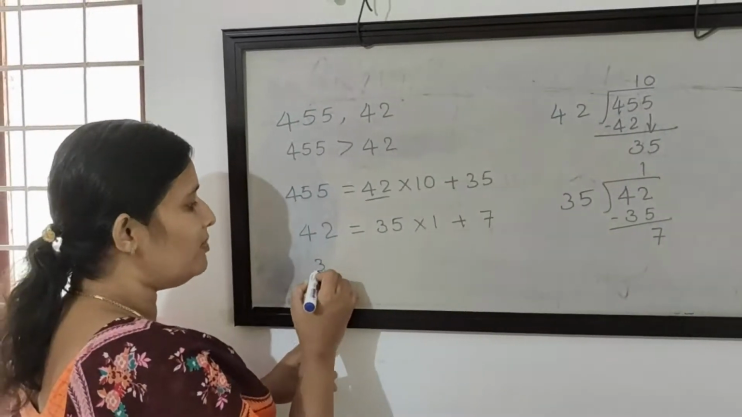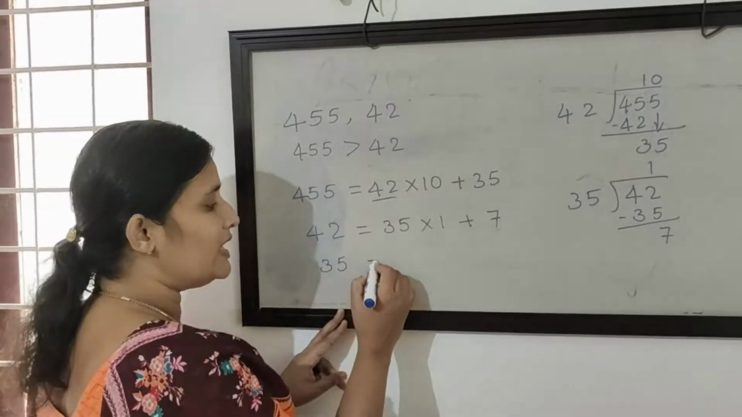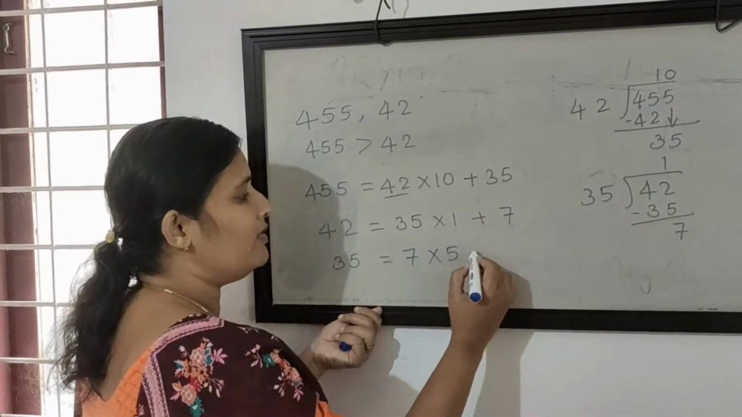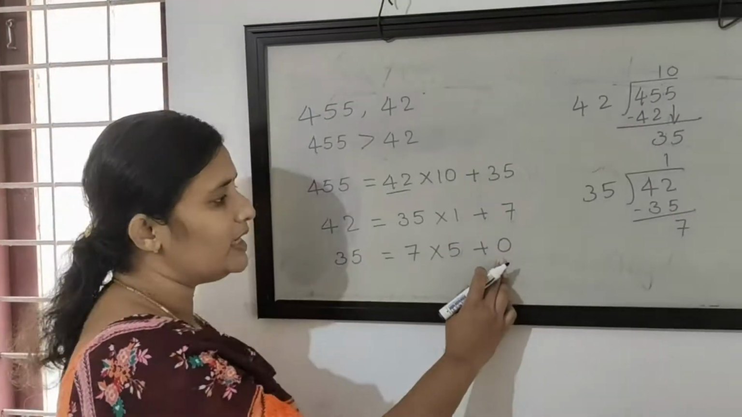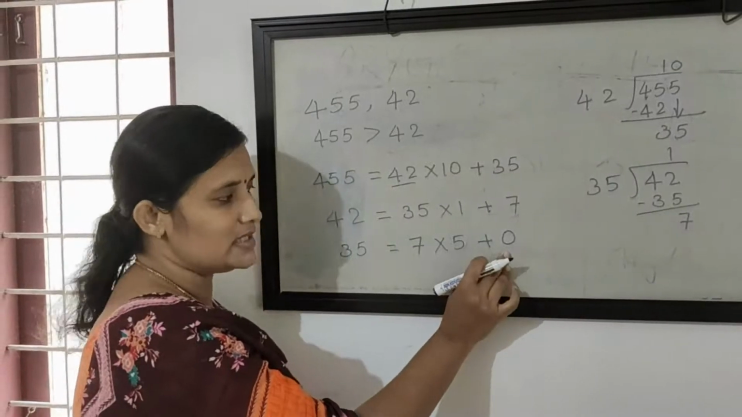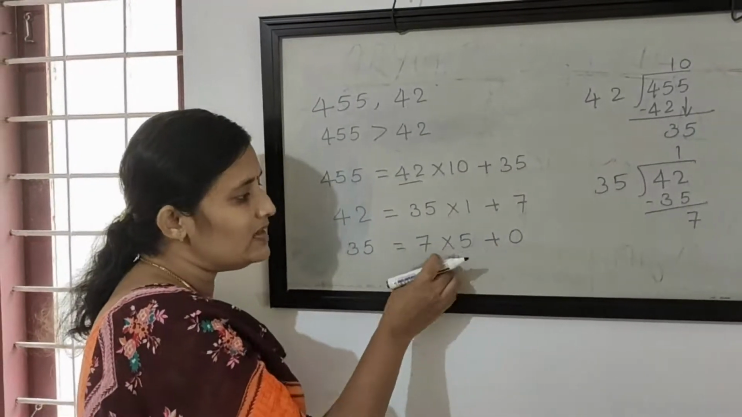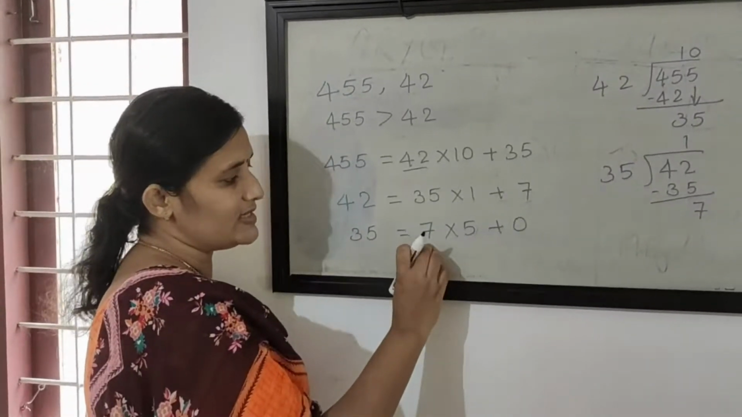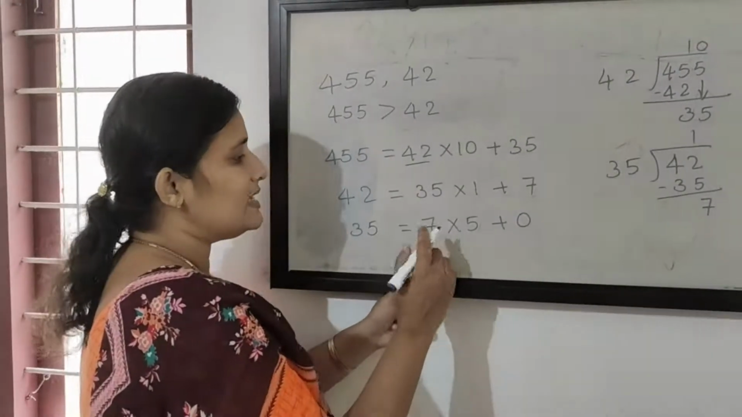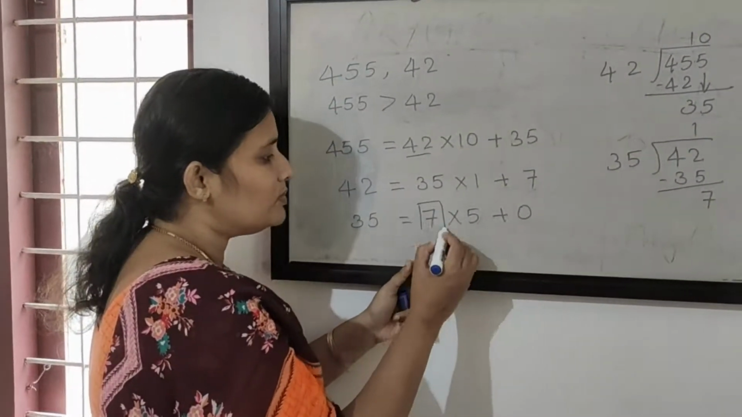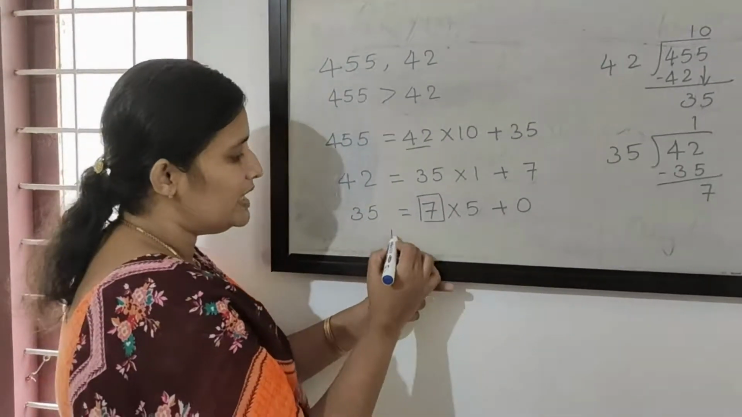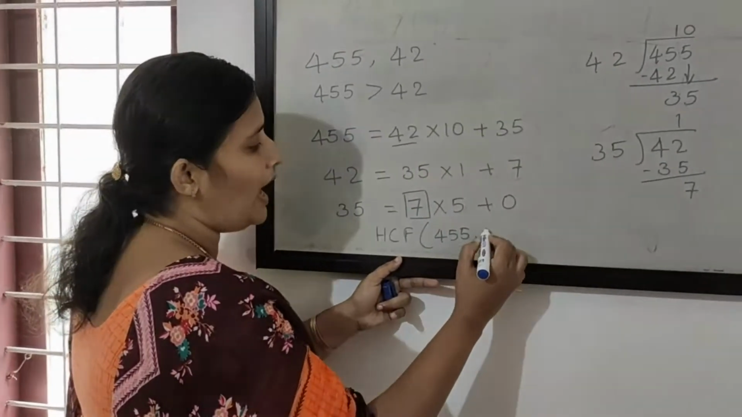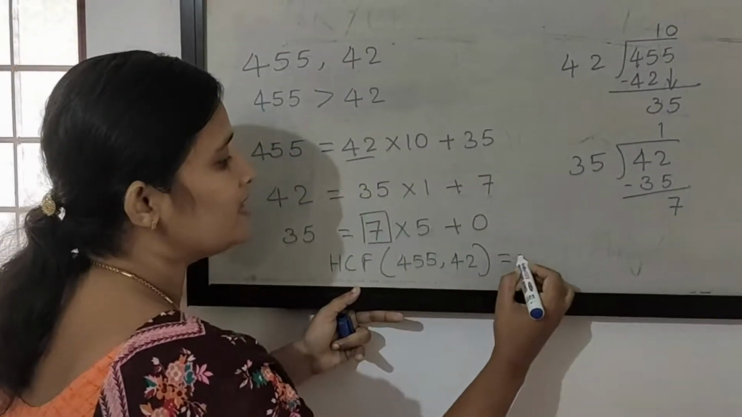There 35 becomes the new dividend, and 7 is the divisor. We know 35 is 7 times 5 plus 0. Here in this case the remainder is 0. In this stage the divisor is 7. When the remainder is 0, the divisor at that stage, that is 7, is the HCF of the given numbers. Therefore, HCF of 455 and 42 is 7.